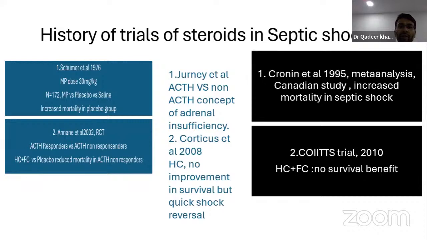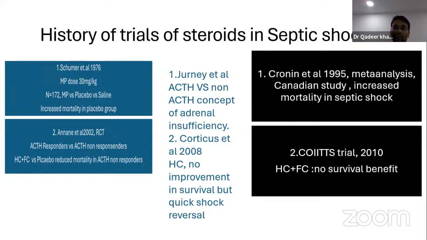So as I told, the Schumer trial was conducted in 1976 and included almost 172 patients, placebo versus saline. There was increased mortality in the placebo group, and the methylprednisolone group had a benefit. Another trial showed a benefit in terms of shock reversal. The Cronin et al. 1995 meta-analysis, done by a Canadian group, showed increased mortality in septic shock. The Coits trial in 2010 showed no survival benefit. So these were the differences, where a few trials showed positive and a few showed negative benefit.